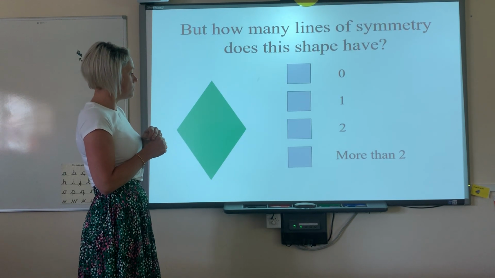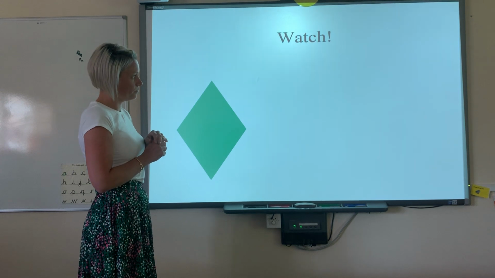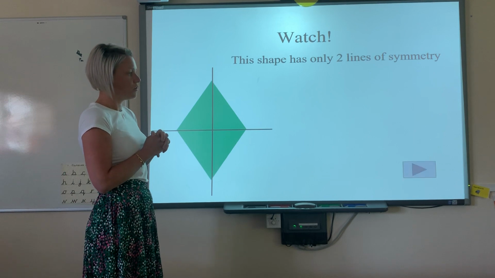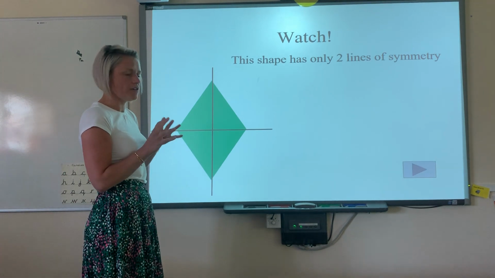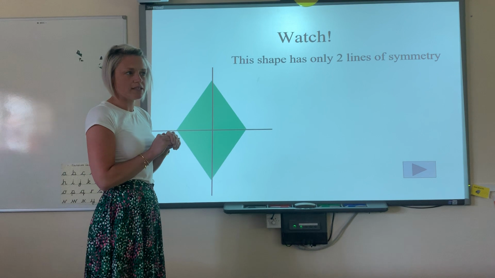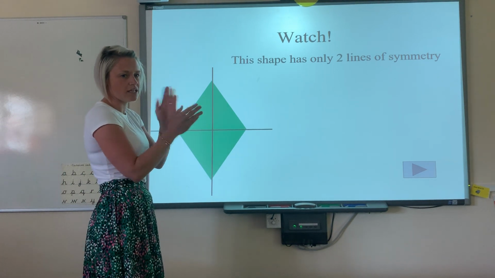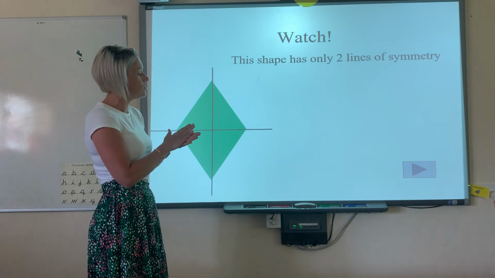How many lines does this shape have? This one only has 2, so it's very similar to your rectangle. You might think it's got more, but if you folded it and did some investigating, you would see that they don't lie exactly on top of each other.